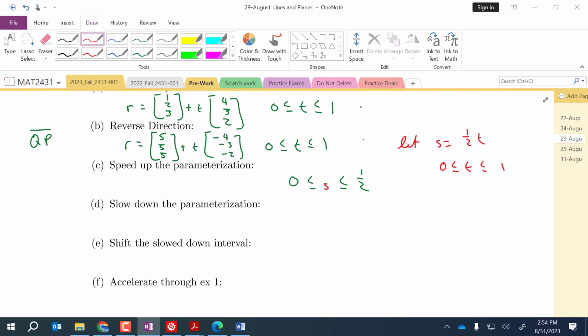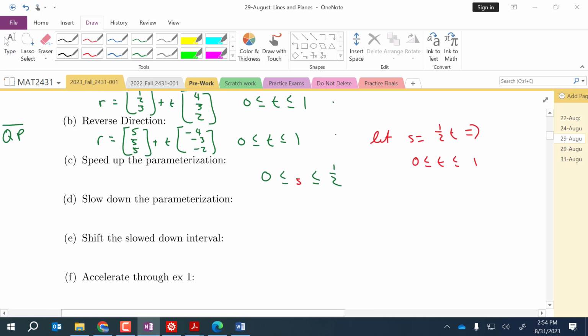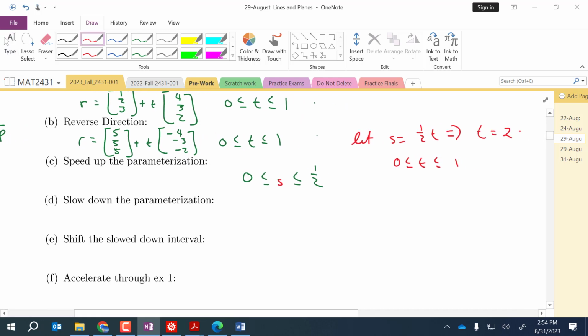Okay? So I'm going to let s equal 1/2 t. So if I were to do that, this would imply that t is equal to 2s, right? So now what I'll do is I'll replace the t inside this interval with 2s. Okay? And if I solve this for s, we get 0 is less than or equal to s, which is less than or equal to 1/2. That's where I got that interval from.